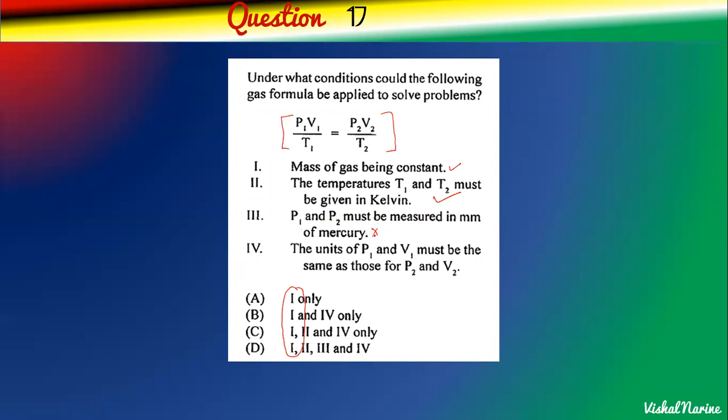It can be measured in or expressed in other units. The units of pressure 1 and volume 1 must be the same as those for pressure 2 and volume 2. That is true. Whatever unit you have for pressure 1 must be the same unit for pressure 2. And likewise, whatever unit is for volume 1 must be the same unit for volume 2. So 4 is also correct. So it is 1, 2, and 4, which is C. So question 17 is C.